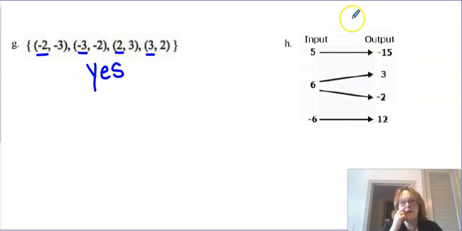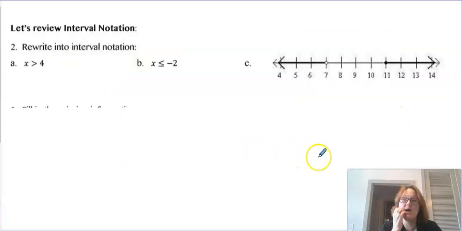And then this is one of those mapping things, the input-output diagrams. So I have an x that's 6, and it points to 2 different y's. So the answer is no, this is not a function because this x value of 6 has more than one y value. All right, down at the bottom of page, I'm sorry, that was page 5. Page 6, let's move on to page 6.